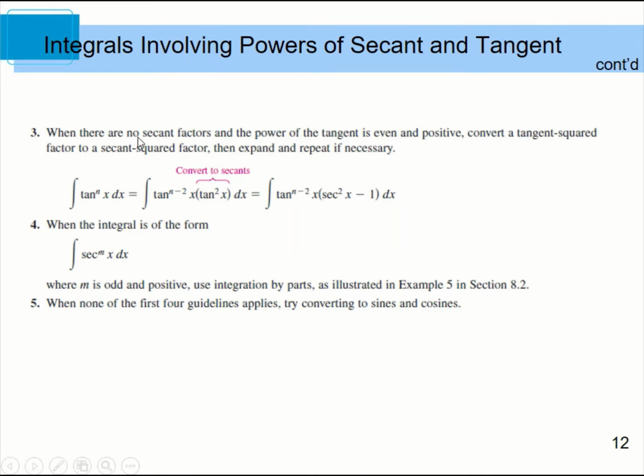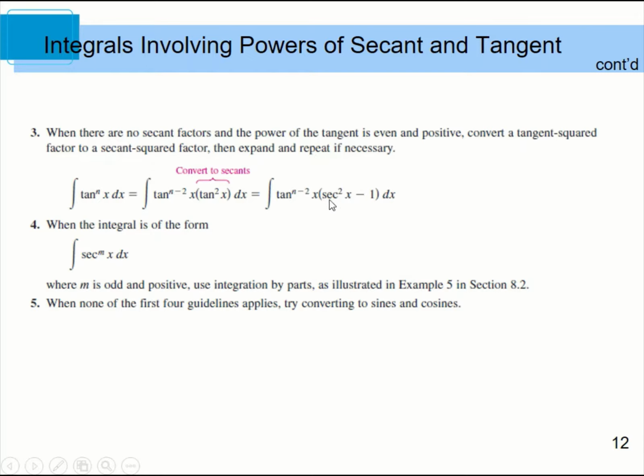Okay, now the guideline number 3: if we integrate tangent x only, with no second factor here, this is what we do. First, if this n is even and positive, we break this into tangent to the power of n minus 2 x times tangent square x. Now we can use this tangent square x and convert it to secant x using the identity.